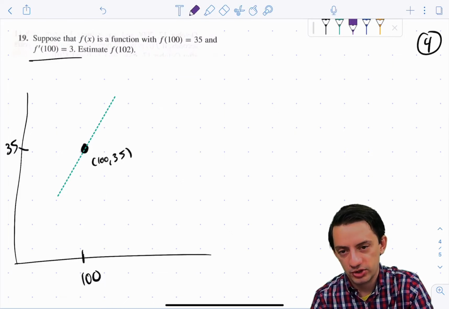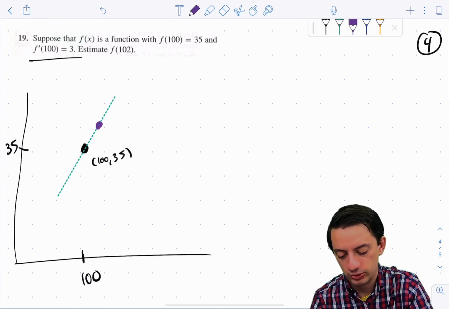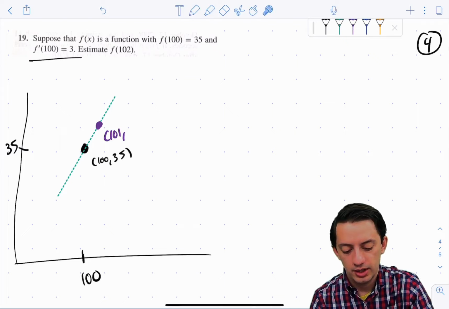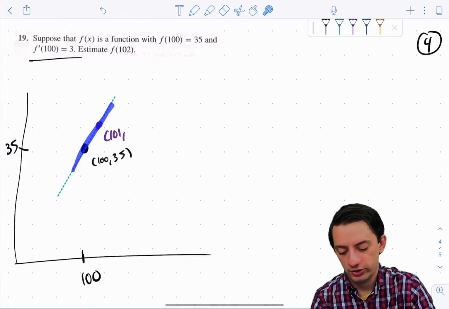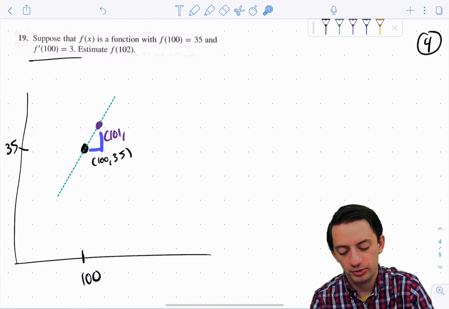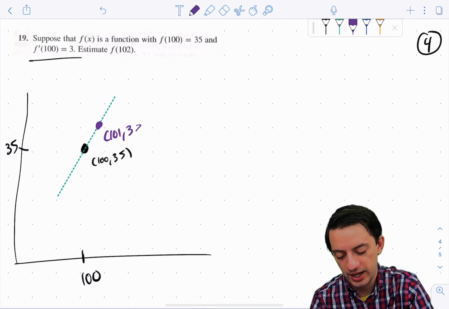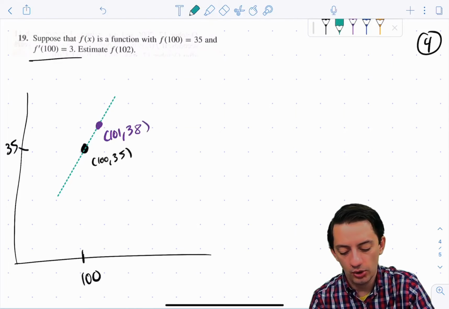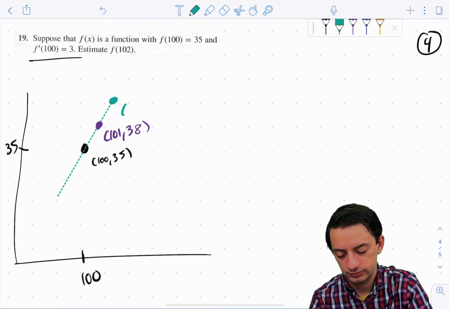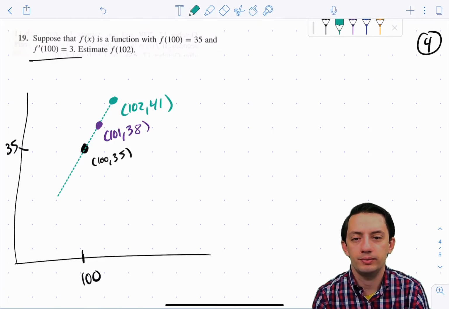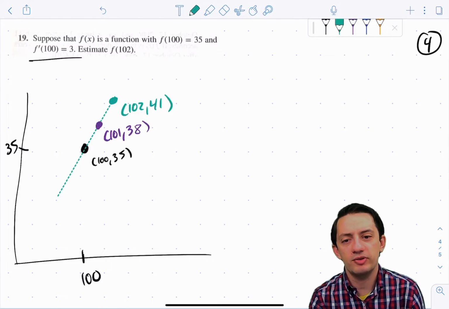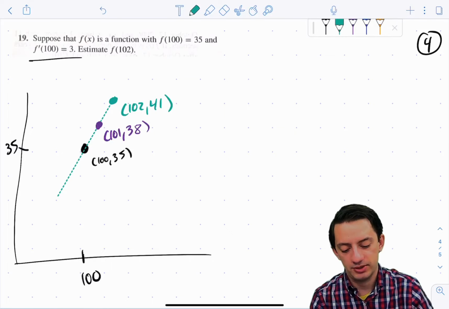So I don't know what my function does, but as I go from 100 to 101, this line has slope 3. So if I go over 1, that means I'm going up 3. That's 35 going to 38. And if I go over by another 1, I go up another 3 to 41. So we're using our derivative at 100 to estimate what happens.